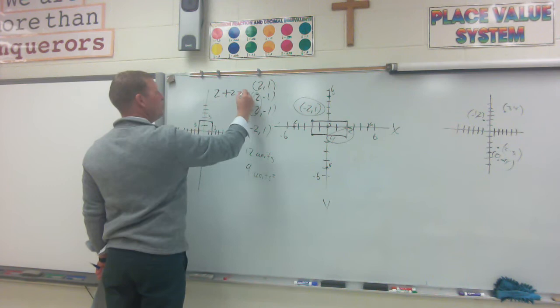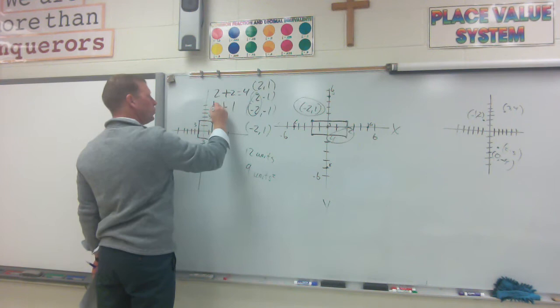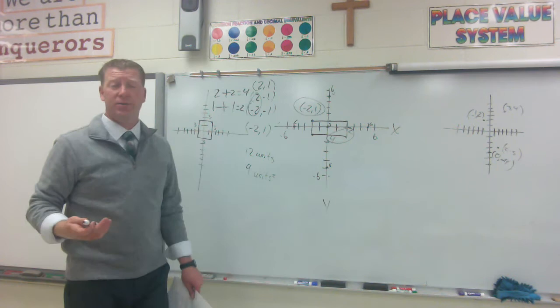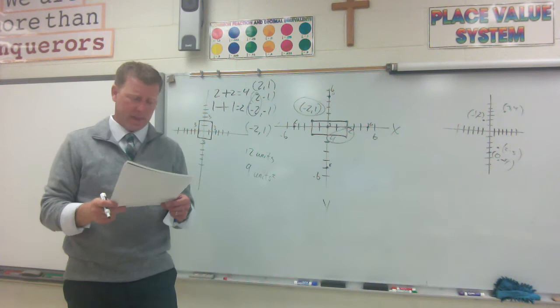And 1 minus negative 1 is 2. Two negatives together make a positive. That's 2. You see how I got my 4 and 2? So lots of times, I think the easiest thing to do is just count. But you can also do it with math and look at the two x values and subtract them and look at the two y values and subtract them and it'll give you your numbers. Okay, done with page 1.